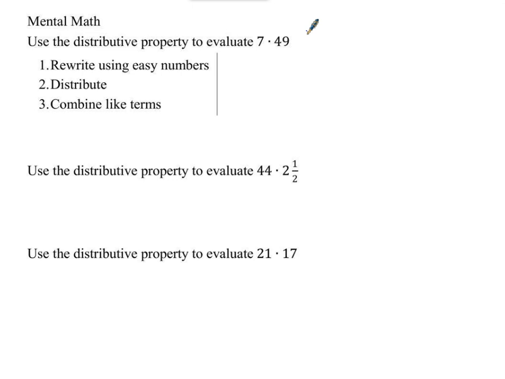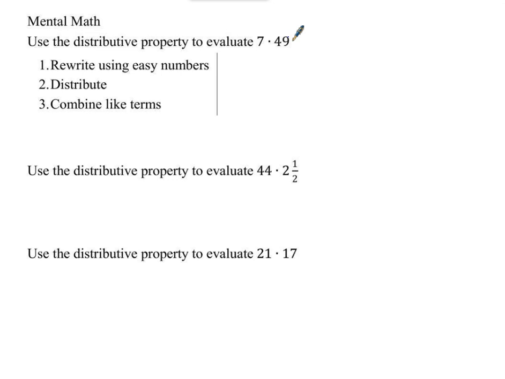Okay, so to do this, rewrite the problem using easier numbers. Then use the distributive property, and then combine like terms. All right? Now, in a problem like this, it's all going to be like terms. You're just going to put it all together in the end. What I mean by using easier numbers is not change the 49 to 50 or something like that. That would be called estimating. What I want you to do is change 49 into 40 plus 9.